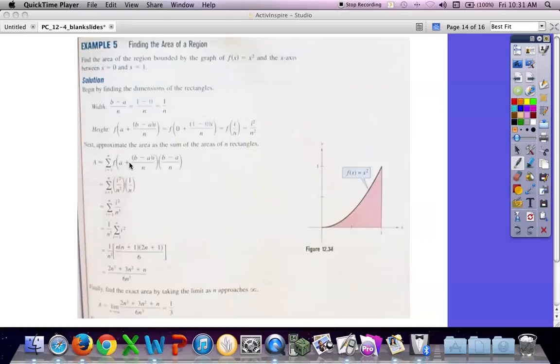Now, we're only doing section 12.4, but this comes from section 12.5, where after we've come up with all these rules for finding the limits as n approaches infinity, we do actually follow all the way through with the process to find the area underneath the curve.